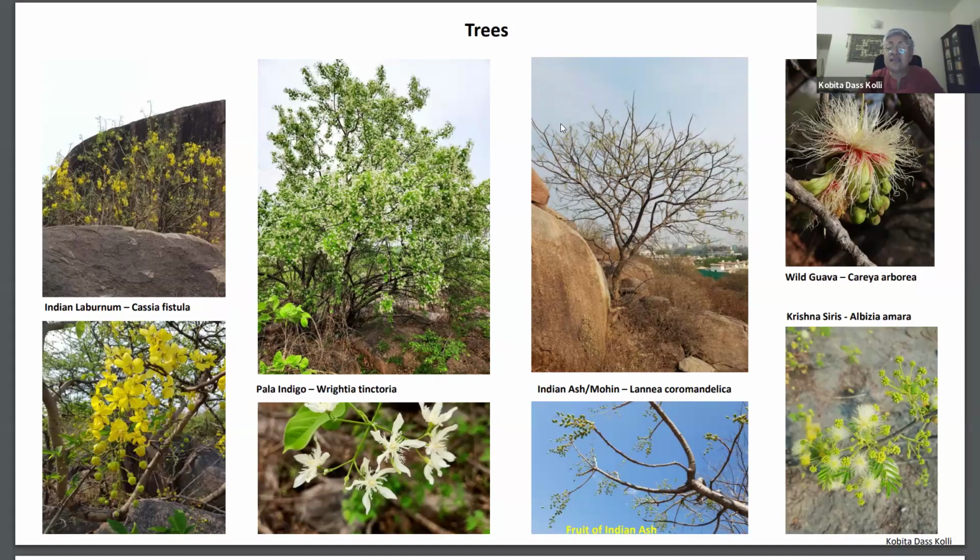Then we have the Indian ash, which is also called the Mohin, Lannea. So the trees are now fruiting. There are no leaves on the tree. This is what they look like. And there are fruit. They're green, turning red. So it's easy to identify even at this point.